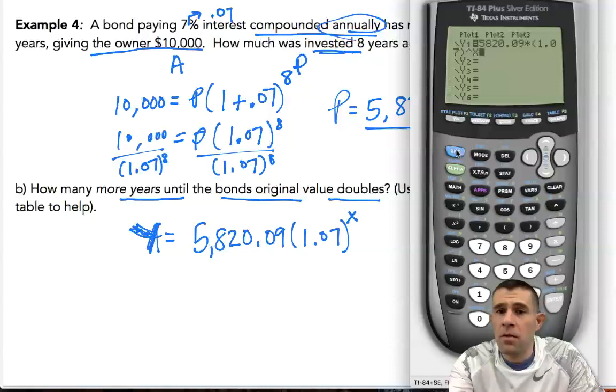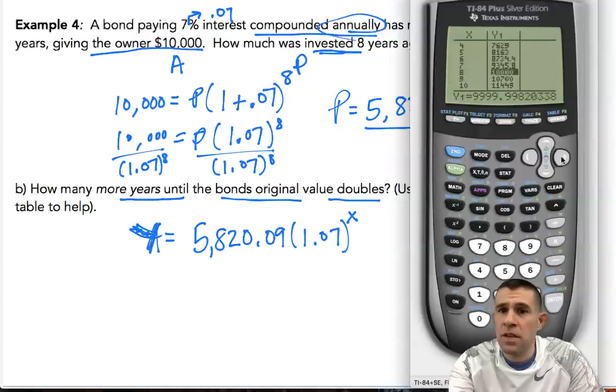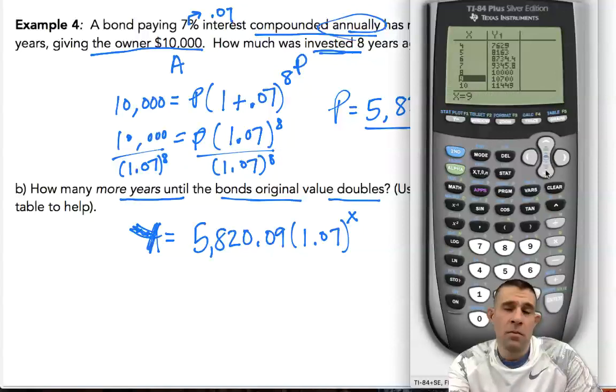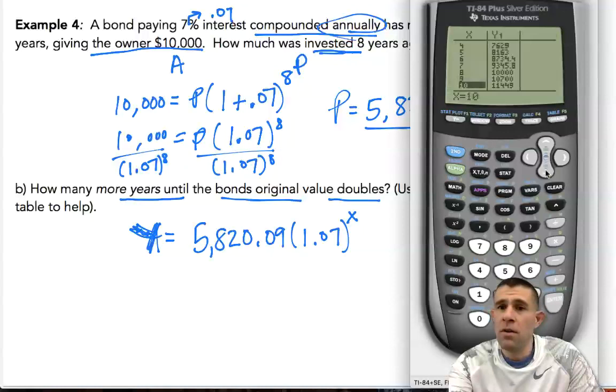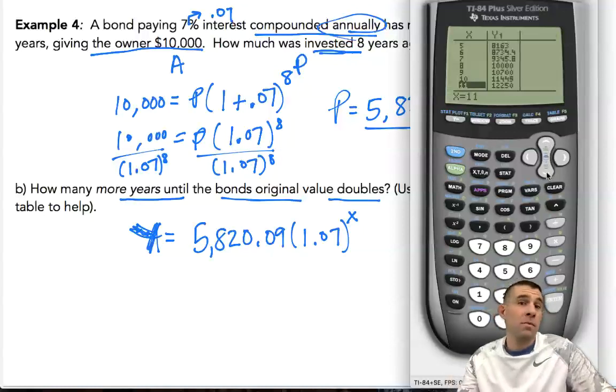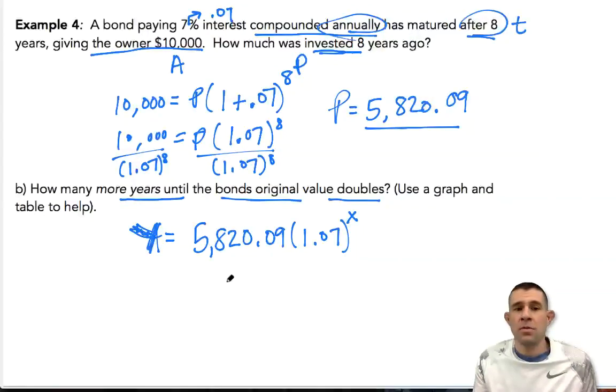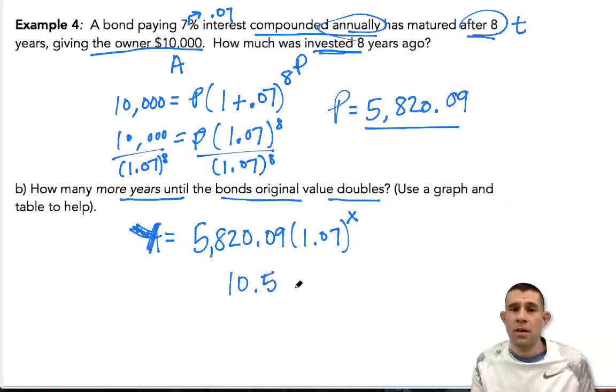And now if we go to our table of values, we can see the number of years in our column of x's. And you can see here at 8 years, here's 8 years, it was 10,000, which was the original problem that we had. And what we want is when it's doubled. So we're looking for right around 11,600. So you can see right in here between the 10th and the 11th year, so maybe about 10.5 years it will take for this bond to double in its original value.